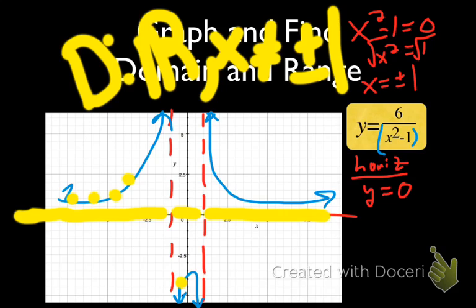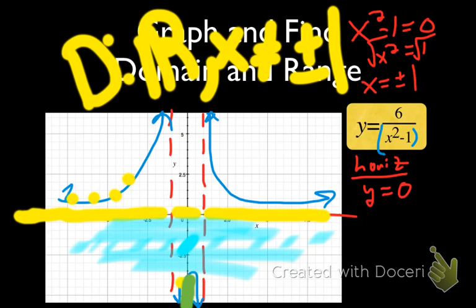Looking at y values now for the range, I start at the bottom and I go up until I hit the vertex or the maximum. At that point I have to pick up my pen, because there are no y values in that blue shaded region. If I look at y equals negative 2, where is there a graph at y equals negative 2? There isn't one, so that's not in the range.